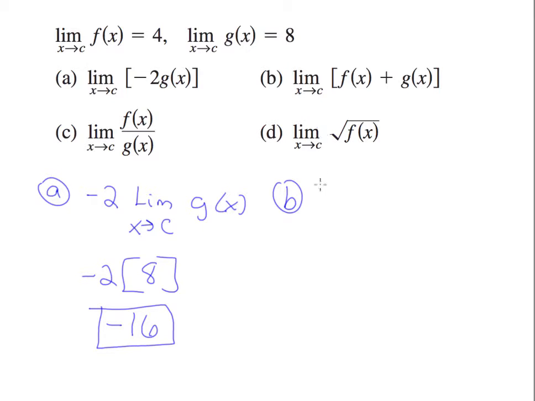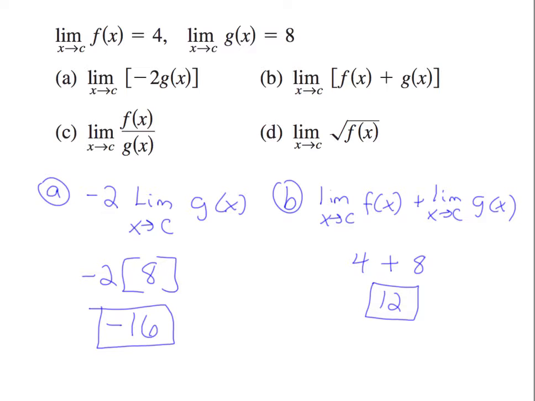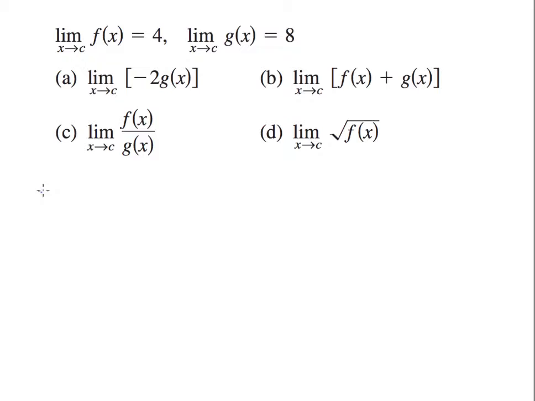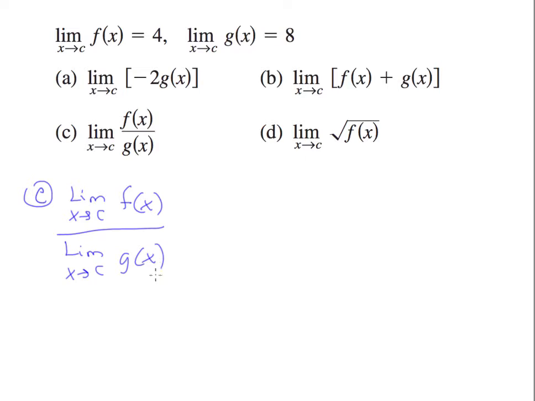For b, I'm going to use the sum rule for limits, and I'm going to rewrite this as the limit as x goes to c of f of x plus the limit as x goes to c of g of x. Then again, use the given information to substitute in a value of 4 plus 8, which gives us a total of 12. Okay, for part C, I'm going to use my division rule. And that's going to become the limit as x goes to c of f of x divided by the limit as x goes to c of g of x. Substitute in the given information, that is 4 divided by 8, or 1/2.